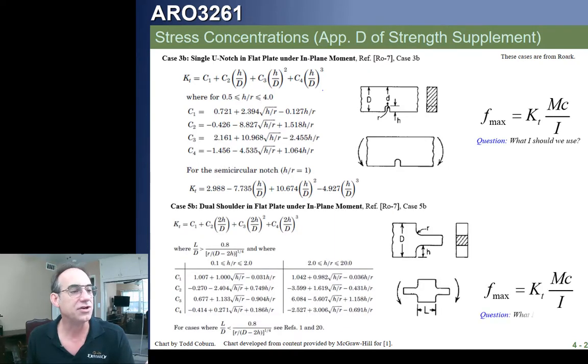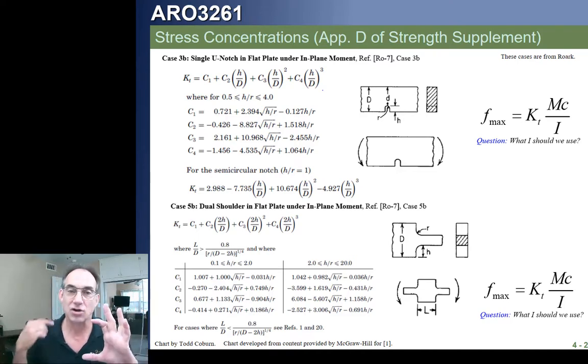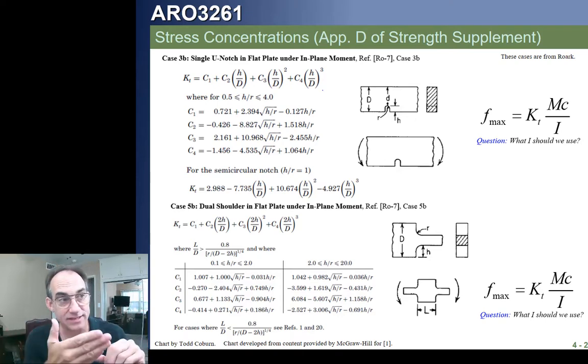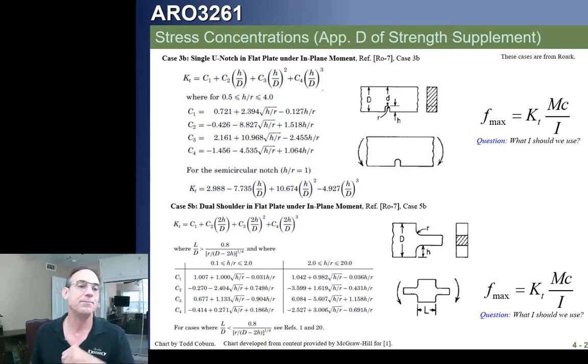Any of these features, what you're watching for is, do we have a feature that looks like our feature, and is our loading correct? Before, if we had axial load, we used those charts, those sets of equations. This is the similar features, but with a moment applied instead.